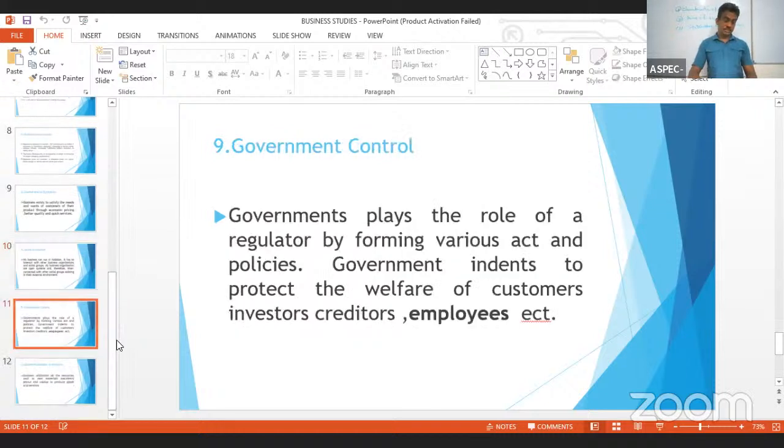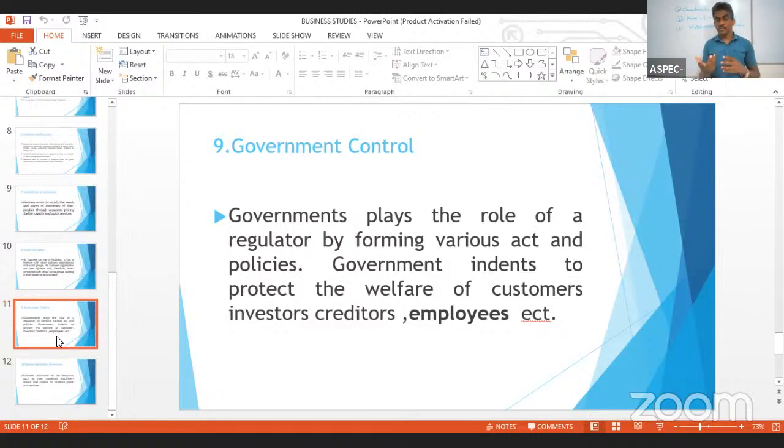Then we move to the next one, government control. Every business has to comply with government rules, regulations, and guidance. Government control is a main characteristic of business. In the field of business, the government plays the role of regulating by formulating various acts and policies. Government intends to protect the welfare of customers, investors, creditors, and employees.